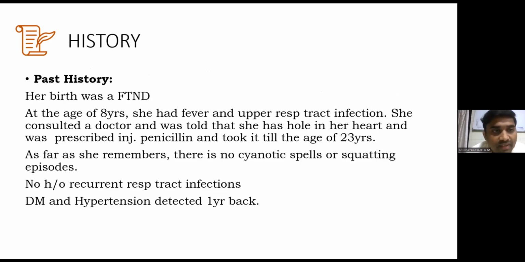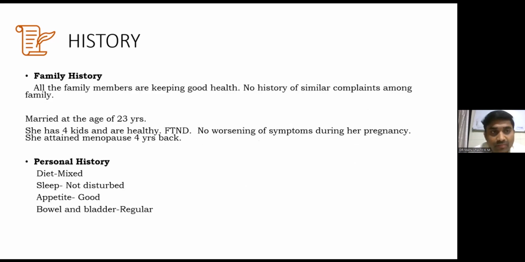Coming to the past history, her birth was a full-term normal vaginal delivery. At the age of 8 years, she had a fever and a respiratory tract infection. She consulted a doctor and was told that she has a hole in her heart. She was prescribed injection penicillin and she took it till the age of 23 years. As far as she remembers, there were no cyanotic spells or squatting episodes. No history of recurrent respiratory tract infections in childhood. She is diabetic and hypertensive for the past 1 year, on regular medication.